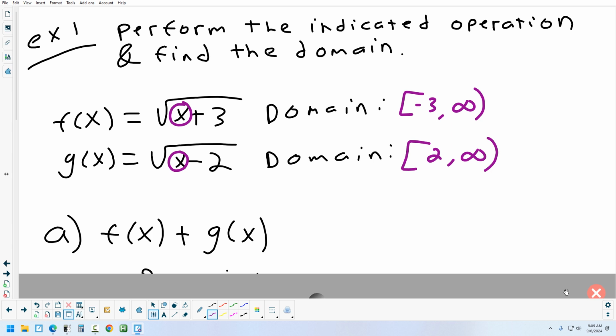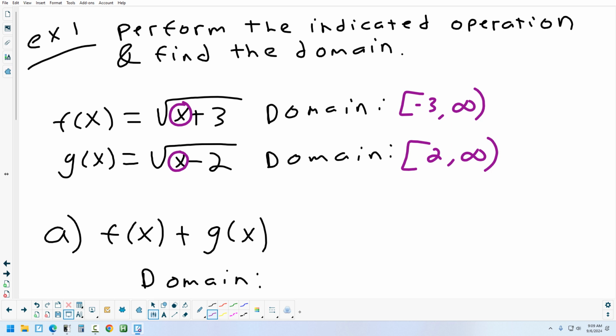All right. So now we have the domain of each one of them individually. Now let's combine them together. And remember that when we combine them, the domain is the overlap of those two. Okay. So when we combine them, these aren't like terms. For square roots to be like terms, you have to have like square root of x plus square root of x. Then you could say that that's 2 square roots of x. But we don't have that here.